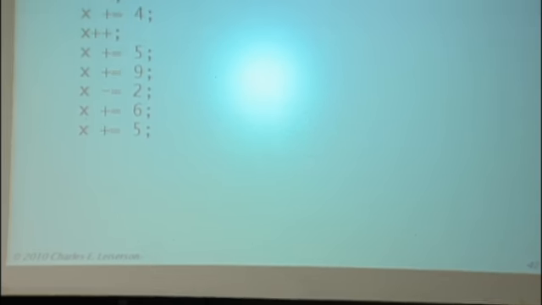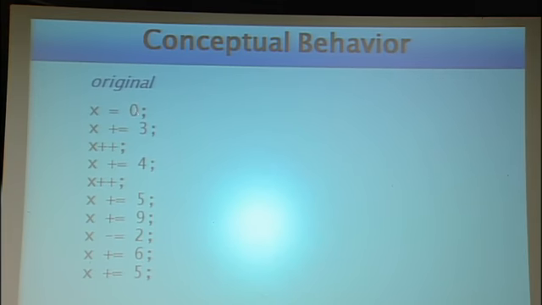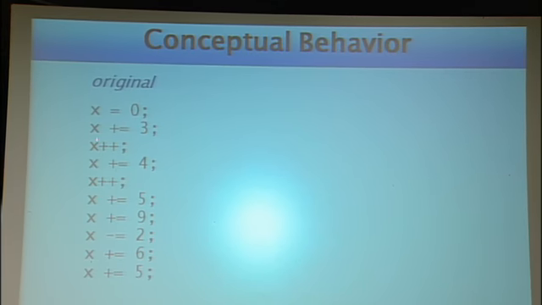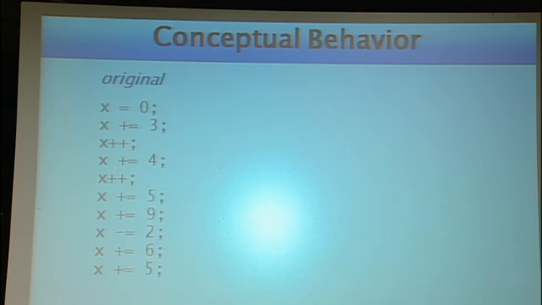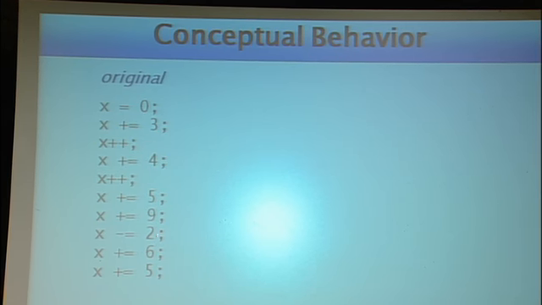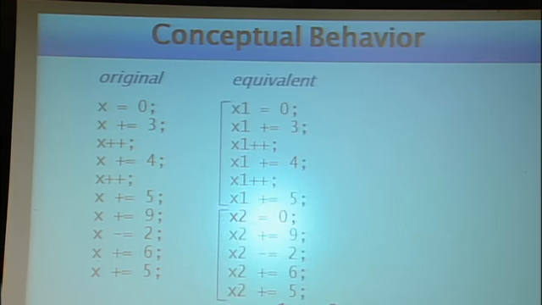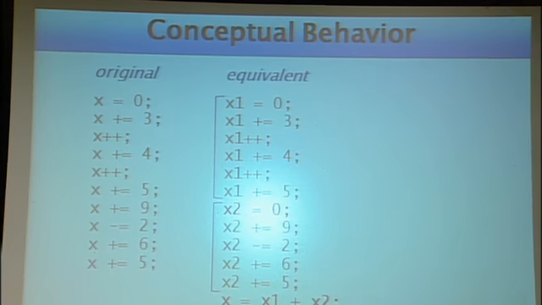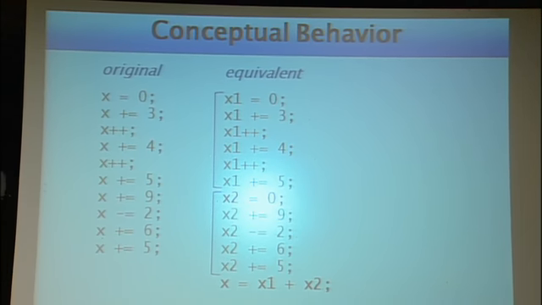So here's the conceptual behavior. Imagine I have this code. I set x equal to 0. I then add 3. I then increment. I add 4, increment, add 5. At the end, I get some value, which I don't think I put down.